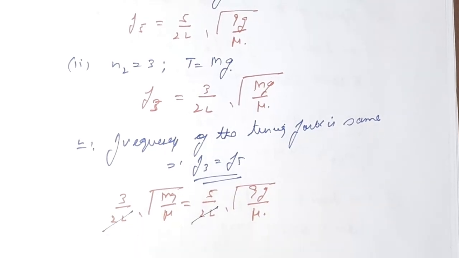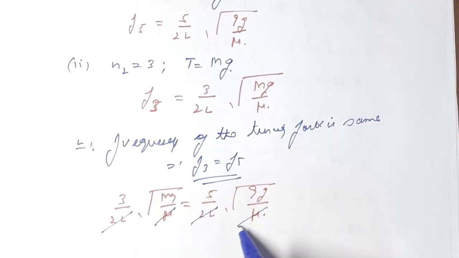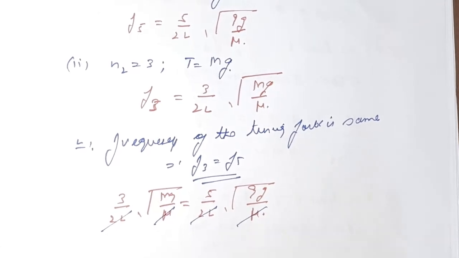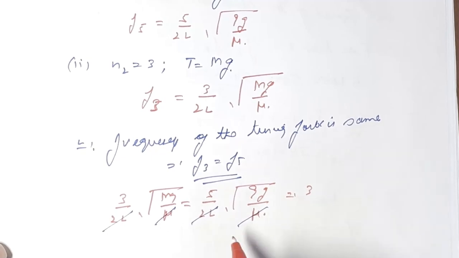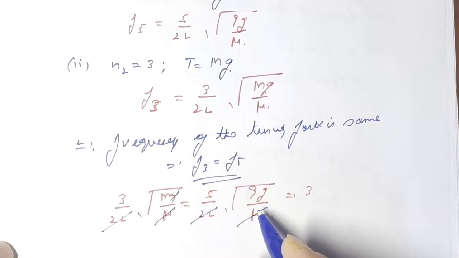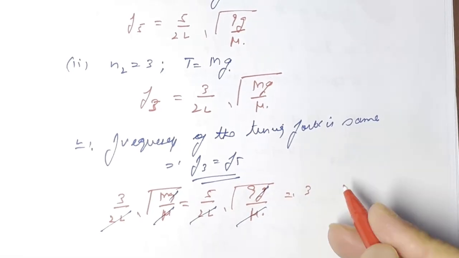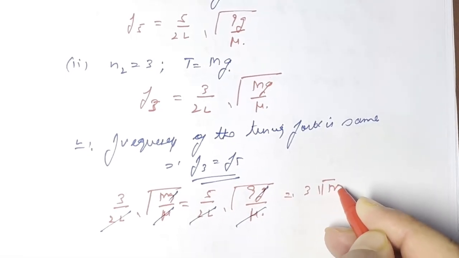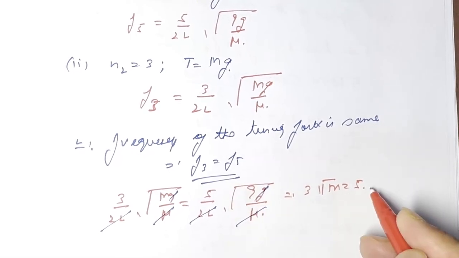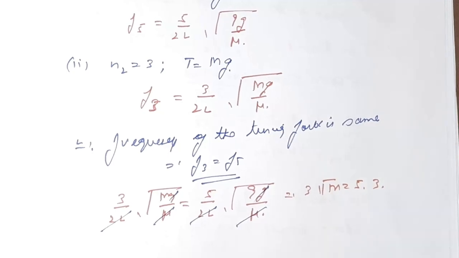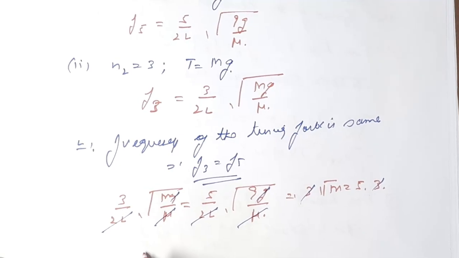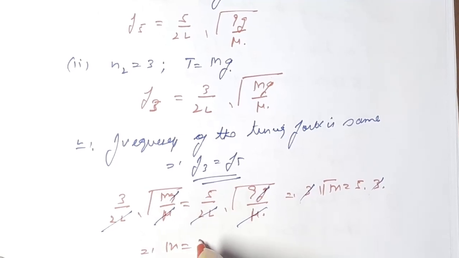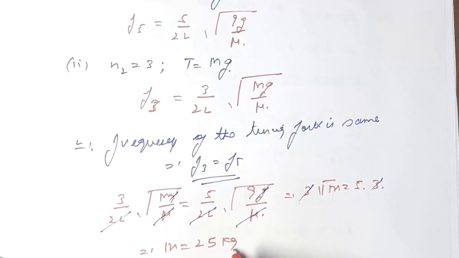This 2L goes with 2L, and the square root of mu also cancels, so this will be equal to 3. g will also be cancelled out, so we are left with square root of M is equal to 5, and square root of 9 will be equal to 3. So the 3 also cancels, and therefore we get that the value of M will be equal to 25 kg.